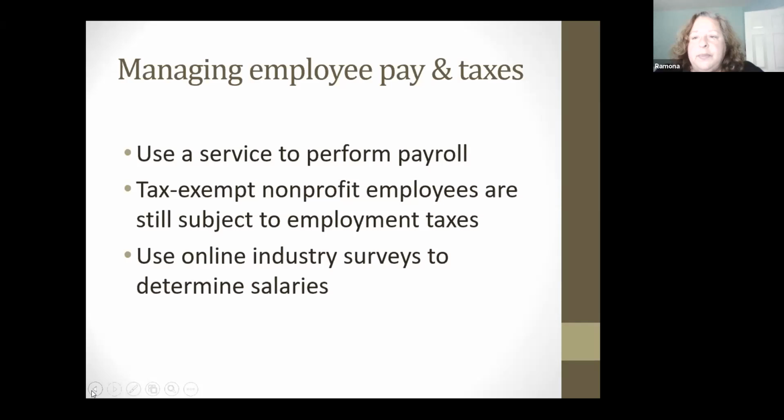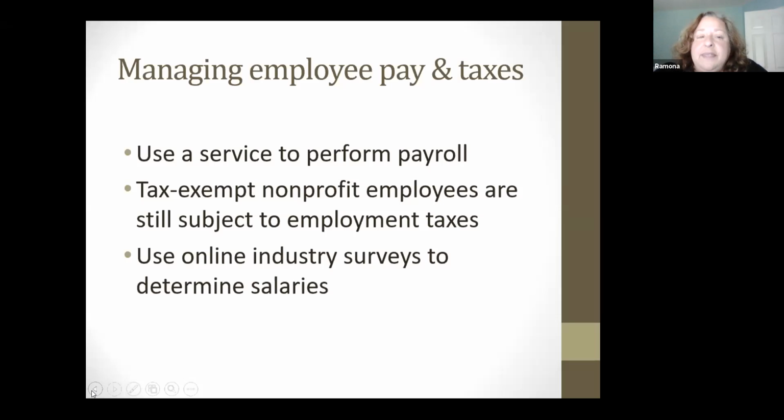There are a lot of them out there, the big ones, ADP, Paychex, Payroll One. There are smaller local ones, and they do a great job. They all do a great job, honestly. So ask your friends, neighbors, colleagues who they use, and go from there, as far as using that.